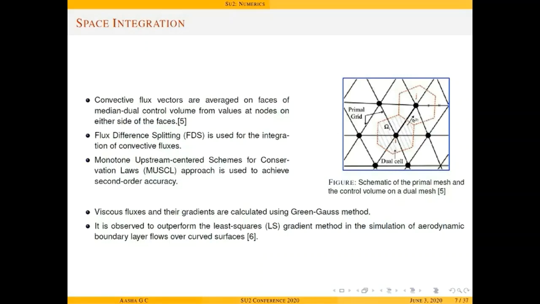To evaluate the viscous fluxes, the flow variables are averaged at the cell face of the control volume and the gradients are calculated. The Green-Gauss method is used for this purpose. Here, the Green-Gauss method is picked over the alternatively available least squares method because it is observed to perform better in the simulation of aerodynamic boundary layer flows over curved surfaces.